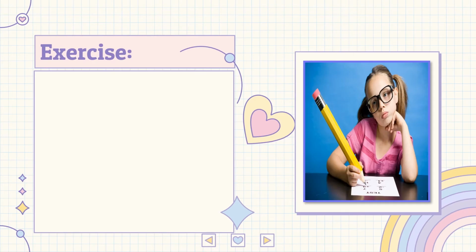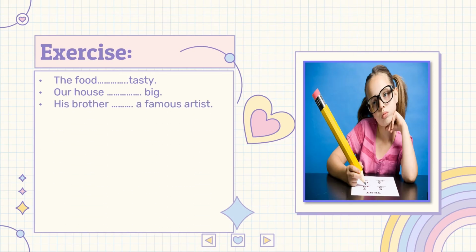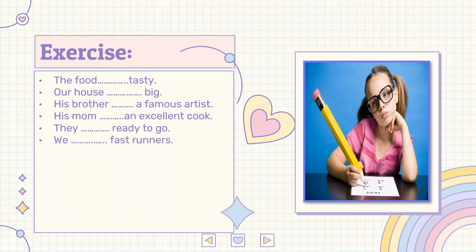Complete the sentences. The food. Tasty. Our house. Big. His brother. A famous artist. His mom. An excellent cook. They. Ready to go. We. Fast runners.